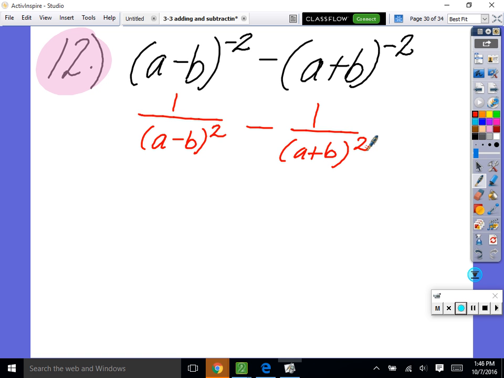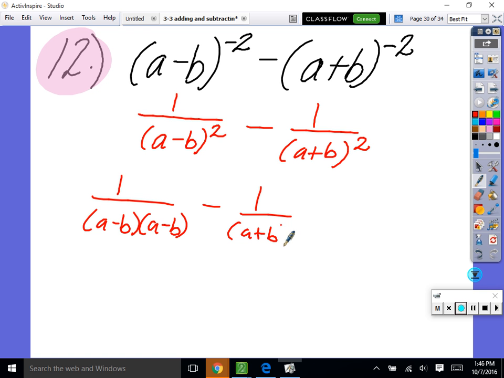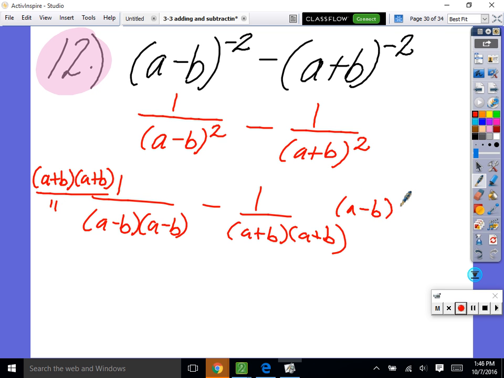So we really just have this, 1 over a minus b times a minus b, minus 1 over a plus b times a plus b. Right? So that's not too bad. This one's going to need an a plus b times a plus b, right? Over that again. I don't want to write it again. And then this has an a minus b times a minus b. And then all over that, same thing.